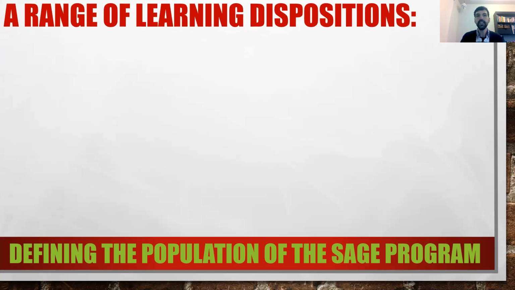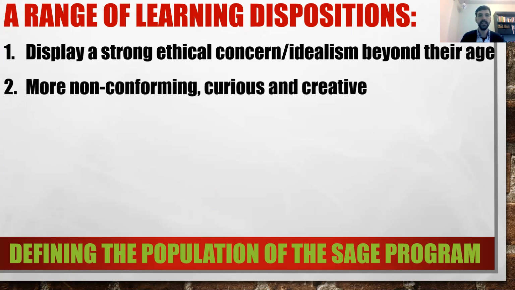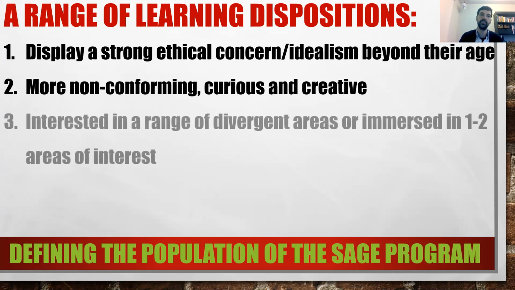Moving on, giftedness also demonstrates itself across a range of learning dispositions, right? So approaches and attitudes towards learning. Number one, we find that gifted students tend to display a strong ethical concern, even bordering on an idealism beyond what we would expect. Number two, as a result of this, they may not conform to the norms. Rather, they're internally motivated by their ideals, and they're deeply curious and deeply creative about learning. They love nothing more than spending time going deep, deep, deep into things about which they are passionate.